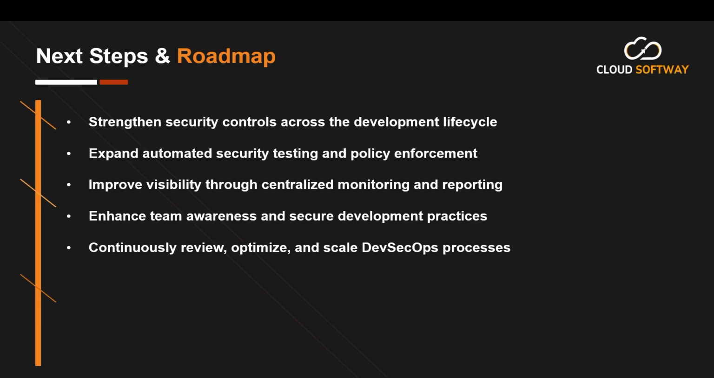In our next step, we are going to evaluate our security controls through a very clear and well-defined life cycle, and we'll be implementing automated testing and policy enforcement. Additionally, we are going to significantly improve the overall visibility of our application. This will be accomplished through a centralized system for monitoring and comprehensive reporting. Furthermore, we are aiming to greatly enhance team awareness regarding security, as well as improve our security development practices. We are actively fostering a stronger culture of support and understanding among our team and developers concerning security. And it's also crucial to continuously review and optimize our application and our entire DevSecOps pipeline.